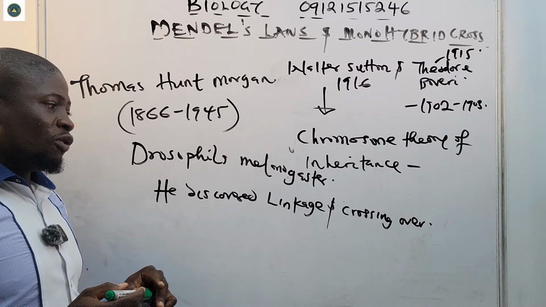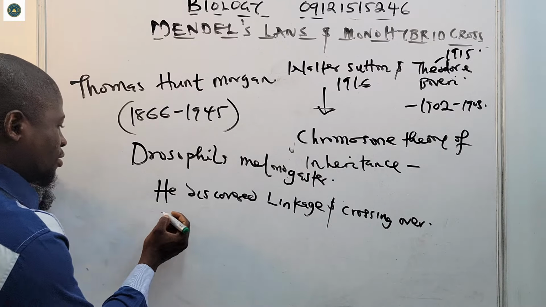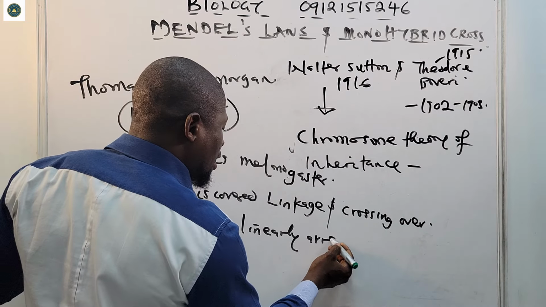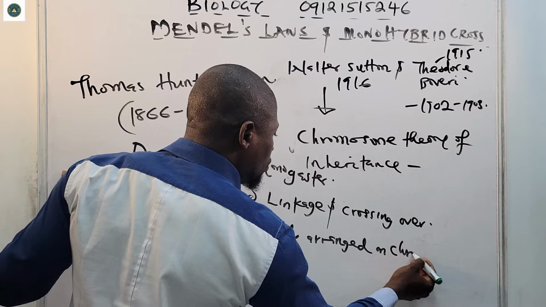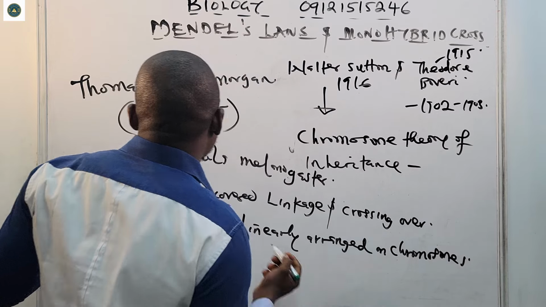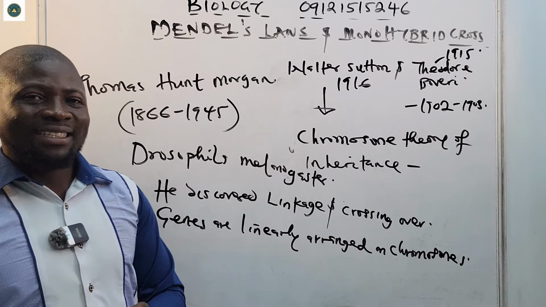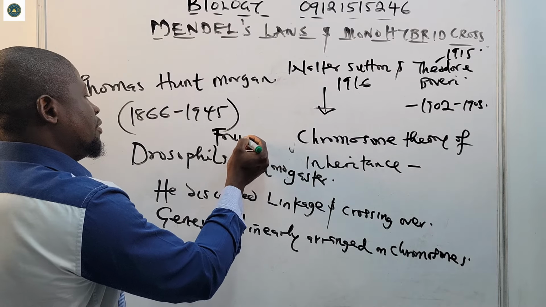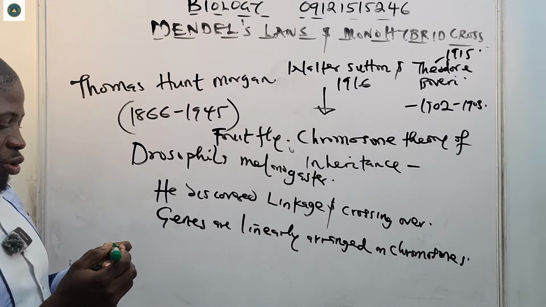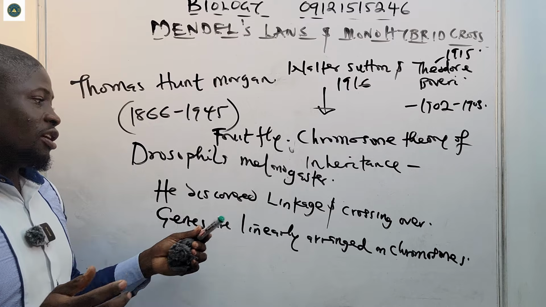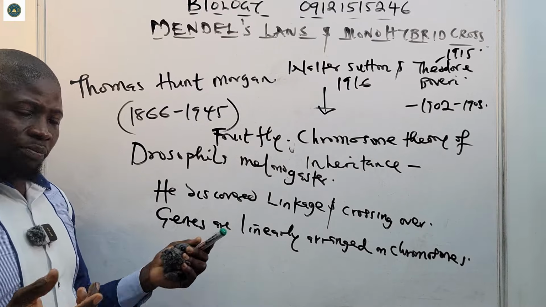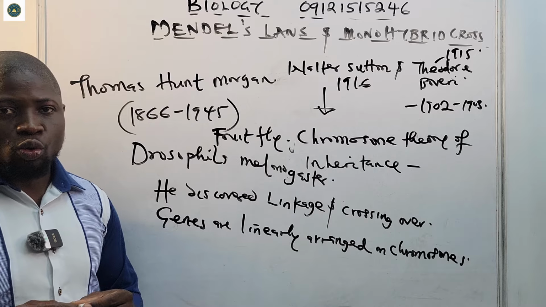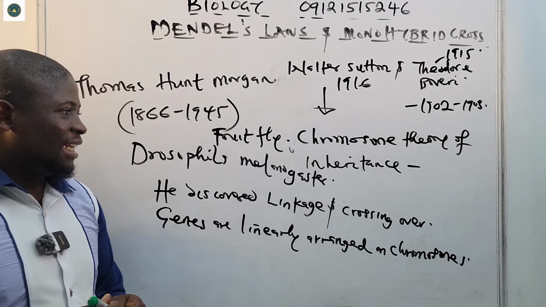He discovered linkage and crossing over, and he proposed that genes are linearly arranged on chromosomes. That is what Thomas Hunt Morgan did, who lived from 1866 to 1945, working on the fruit fly, Drosophila melanogaster. Then we have James Watson and Francis Crick.